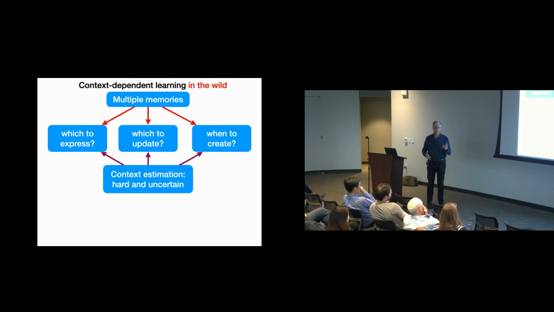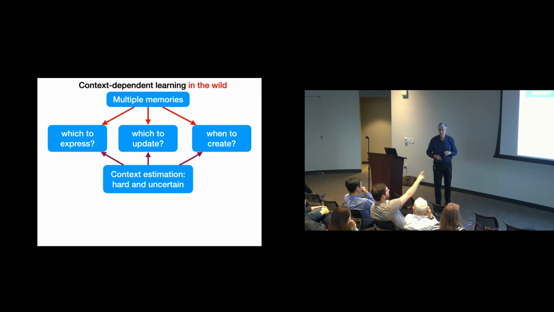And the critical idea to get across is estimating the context is not only hard, it's uncertain. You very rarely know what situation you're in. You're in a new situation, you've got hundreds of memories. How do I know which are the appropriate memories to extract? That's a difficult problem. And as we'll see in a moment, when you do that, you're not going to express just one memory. You may express many memories, update many memories.